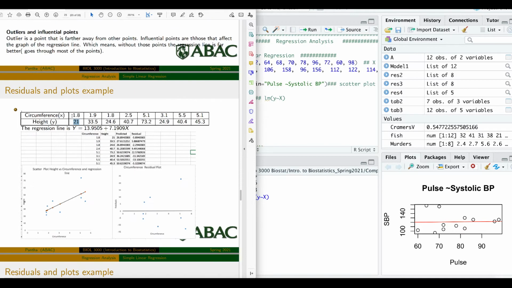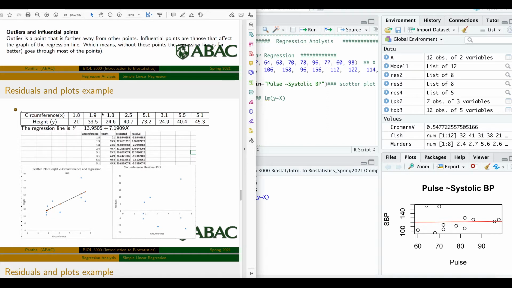Okay, let us see a random example of x and y, and then I'll show you how I find the error or the residuals, and how I plot the residuals, okay? So I have two data, x and y. x is the circumference of something and y is the height of those things. When the circumference is 1.8, height is 21. When x is 1.9, y is 33.5. At 1.8 again, 24.6. There are two data points that have the same x value, right? And 2.5, 40.7 and so on.